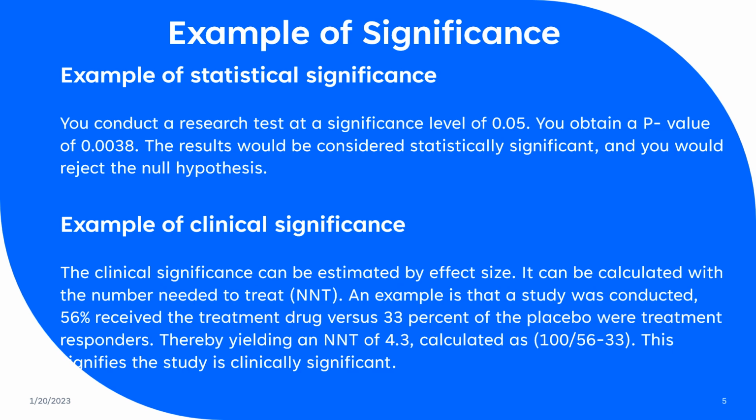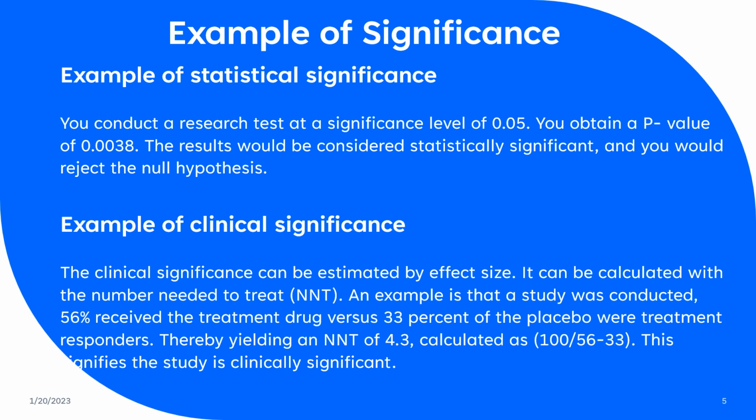With statistical significance, you conduct a research test at a significance level of 0.05. You obtain a p-value of 0.0038. The results will be considered statistically significant and you would reject the null hypothesis.